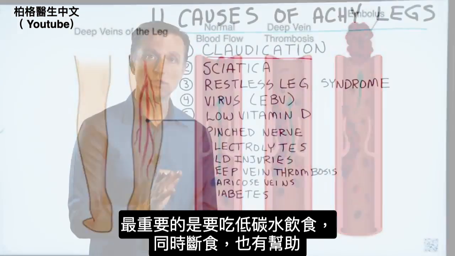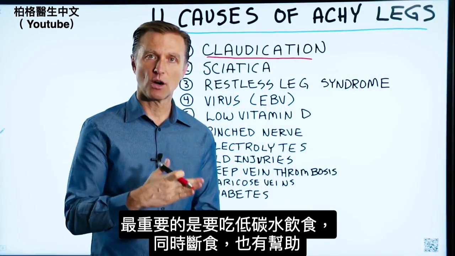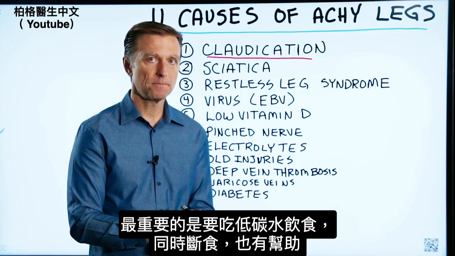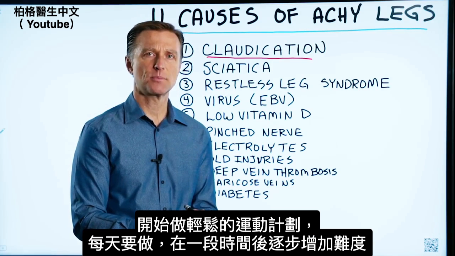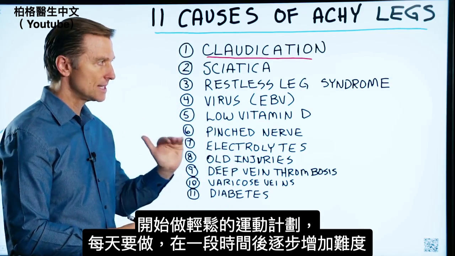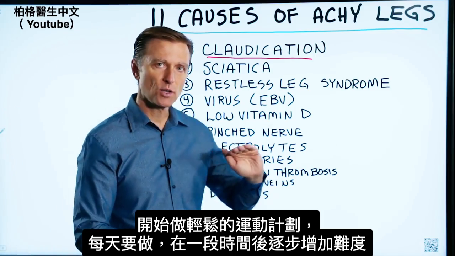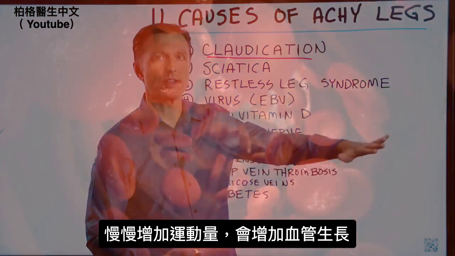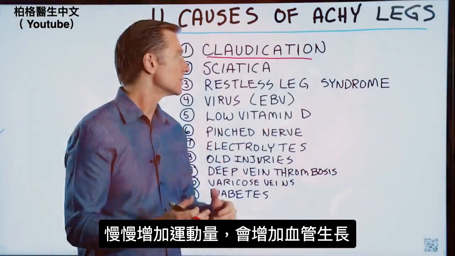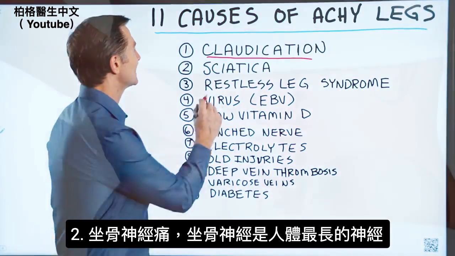One essential thing to do about that is to get on a low carbohydrate diet. Also, intermittent fasting is going to be beneficial. And then start getting on an exercise program that is very, very light, but consistent every day. And you do that gradually over a period of time, slowly increasing it, because when you do that, you're going to increase the growth of more blood vessels to the area. Number two, sciatica.